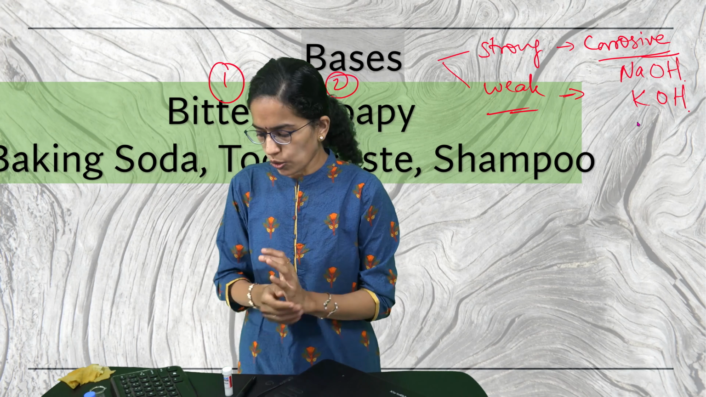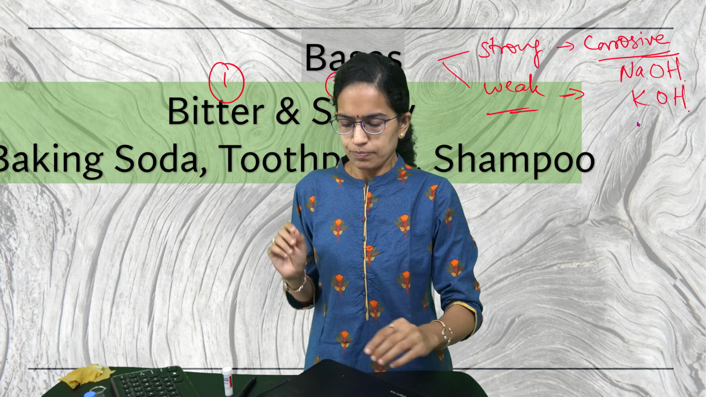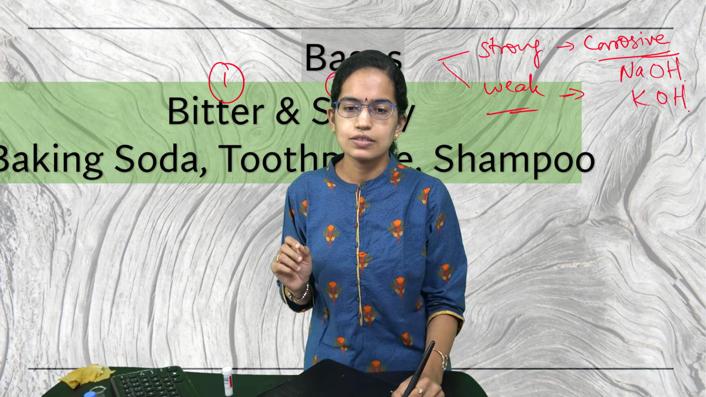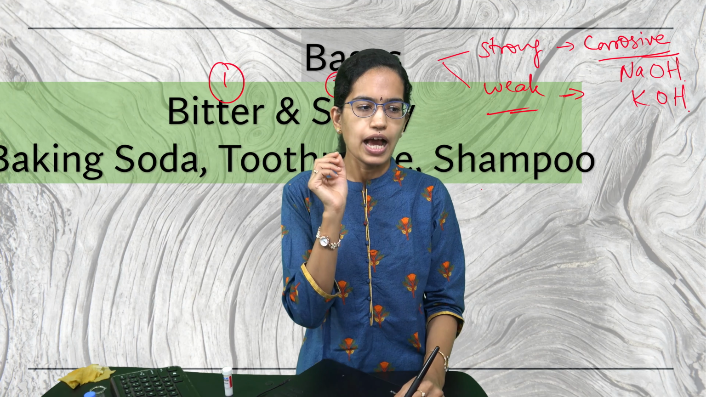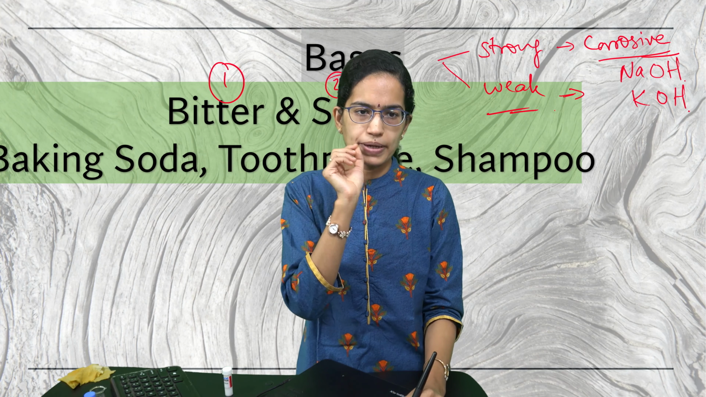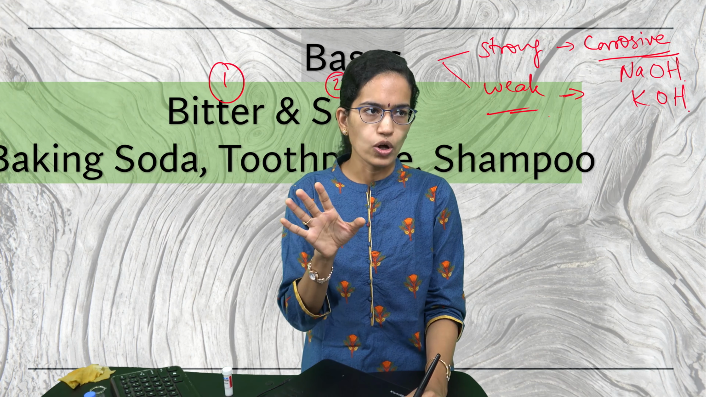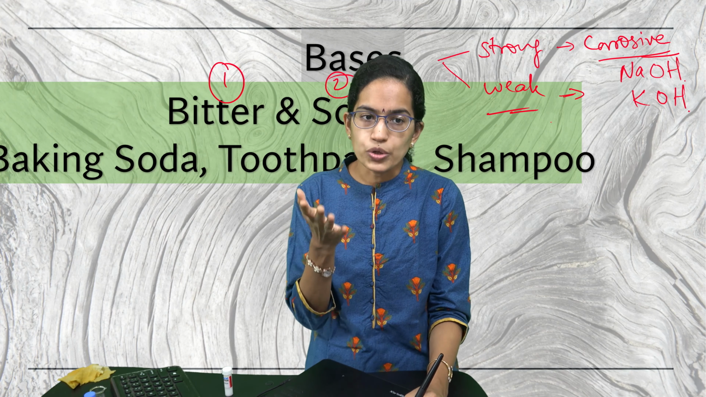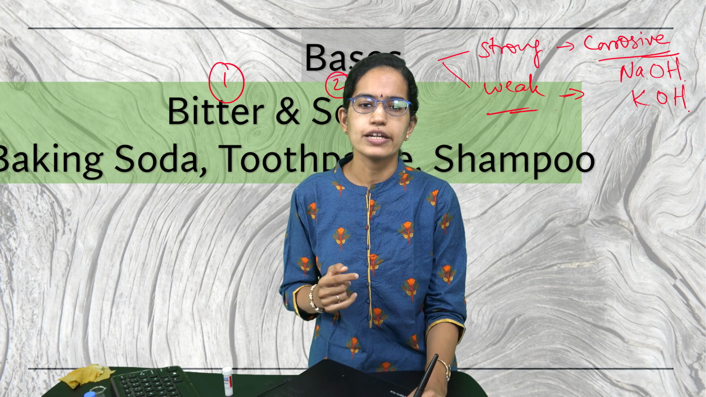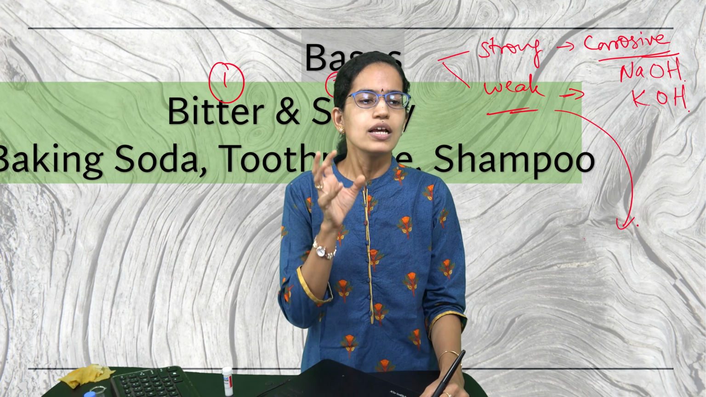Now, also when I talk about bases, we need to understand that these bases are described as either strong base or weak base. So for strong base, we already gave you the example, sodium hydroxide, potassium hydroxide. Weak base, what would be the example? Weak one.